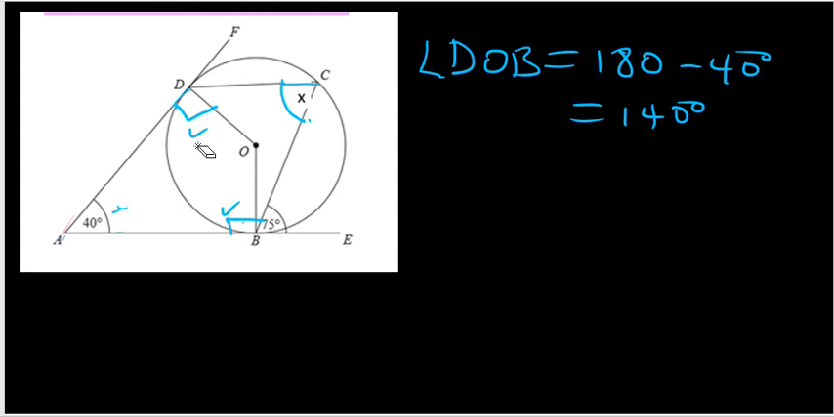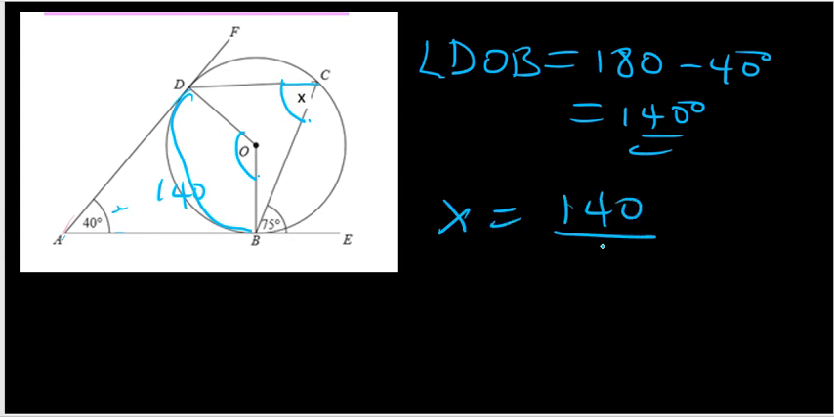So we have the arc now, we got it already, this arc. This arc is 140, it's the same as the central angle here. The central angle is 140, which means the arc is also 140. So our angle X is going to be 140 divided by 2, that's going to be 70 degrees.